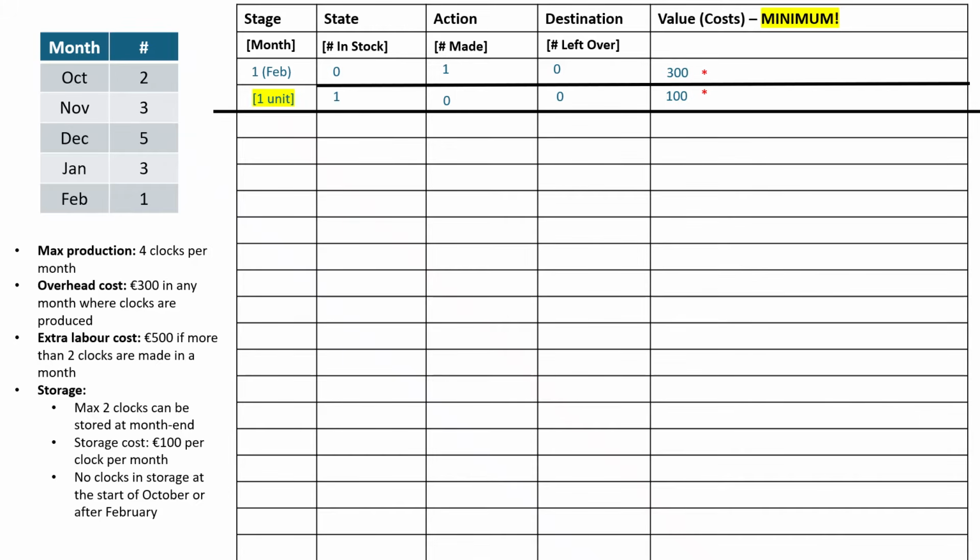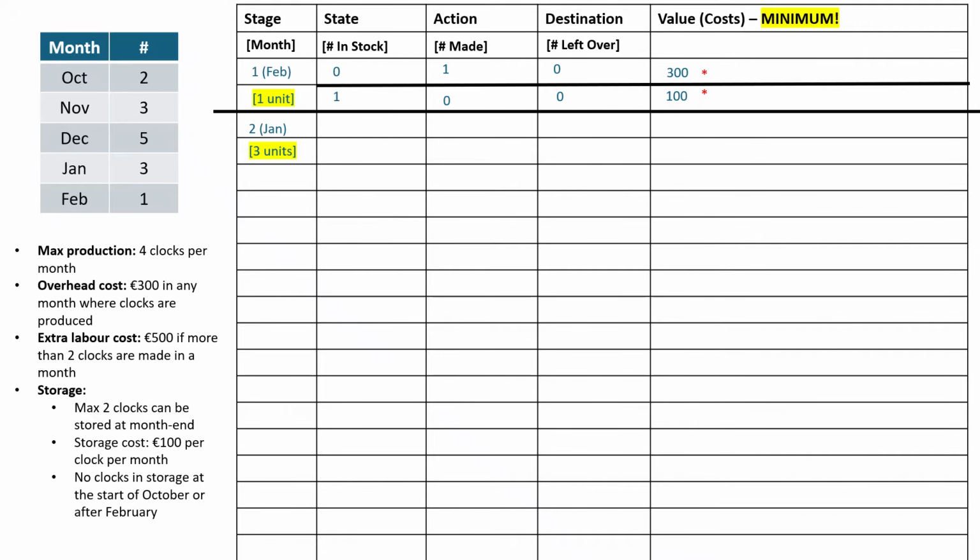So then let's look at January. This is stage 2 and we need 3 units. Okay, so we have a few different options here. We have a little bit more flexibility, but we need to bear in mind that at the end of January, we can only be left with 0 or 1. We can't be left with any more than 1 clock.